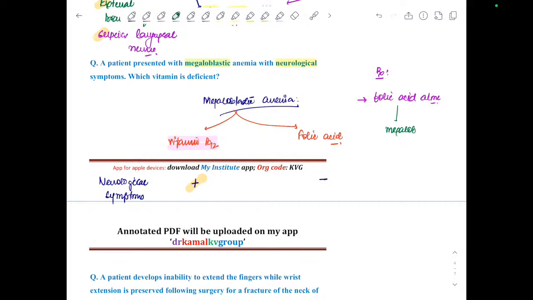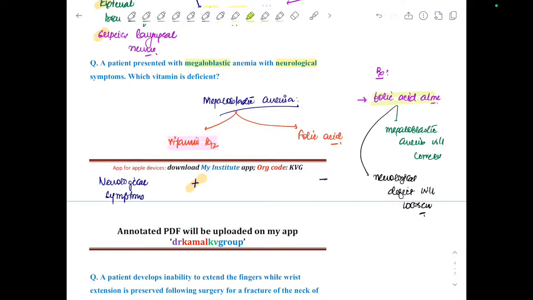Megaloblastic anemia will correct. It will correct, but the neurological deficit will worsen. And why will it worsen? Because the cause of neurological deficit is what? Vitamin B12 deficiency. And what are you giving? You are giving only folic acid. So it will not respond to folic acid alone. And here you have to give vitamin B12, then only the neurological deficit will also improve.